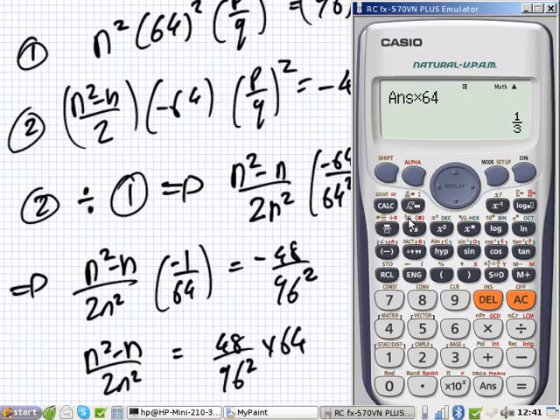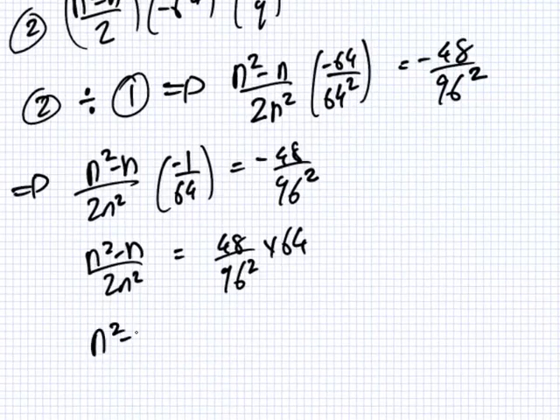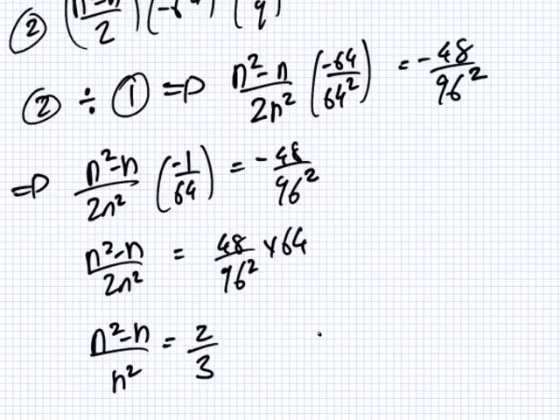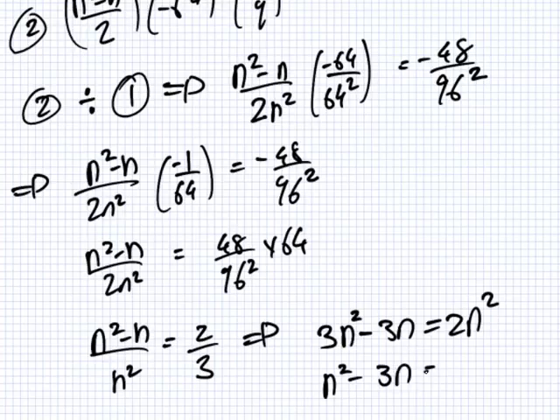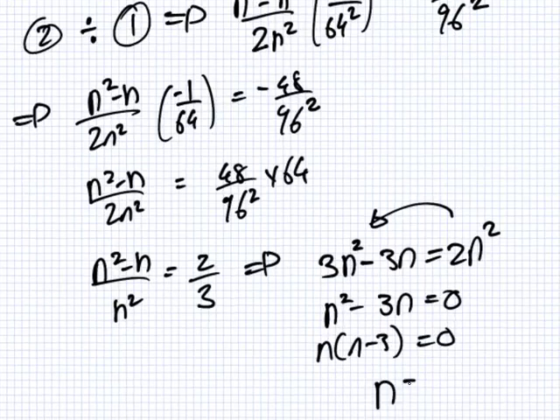I'll bring the 2 across as well. So 2 over 3. N squared minus n over n squared equals 2 over 3. So that means 3n squared minus 3n equals 2n squared. So that means n squared minus 3n equals 0. N, of course, can't be 0. So n equals 3.